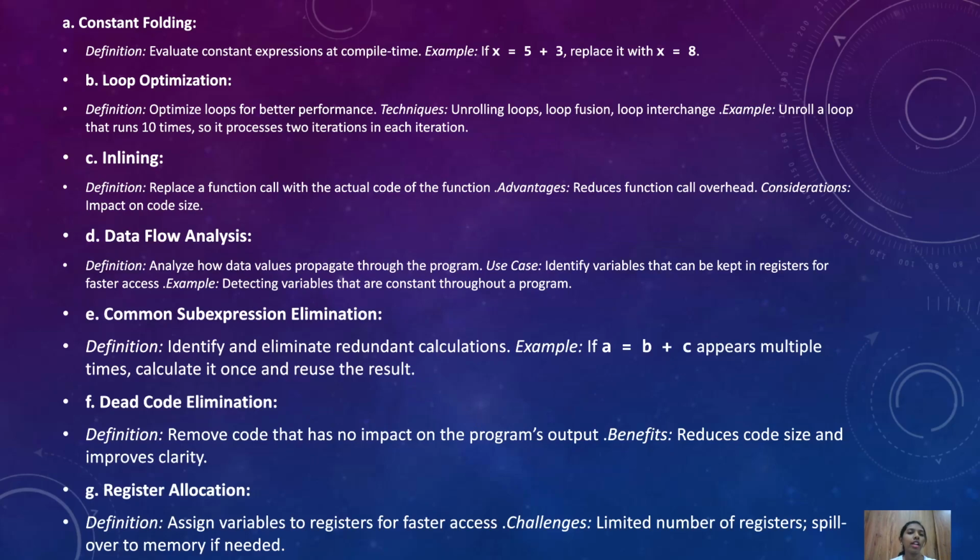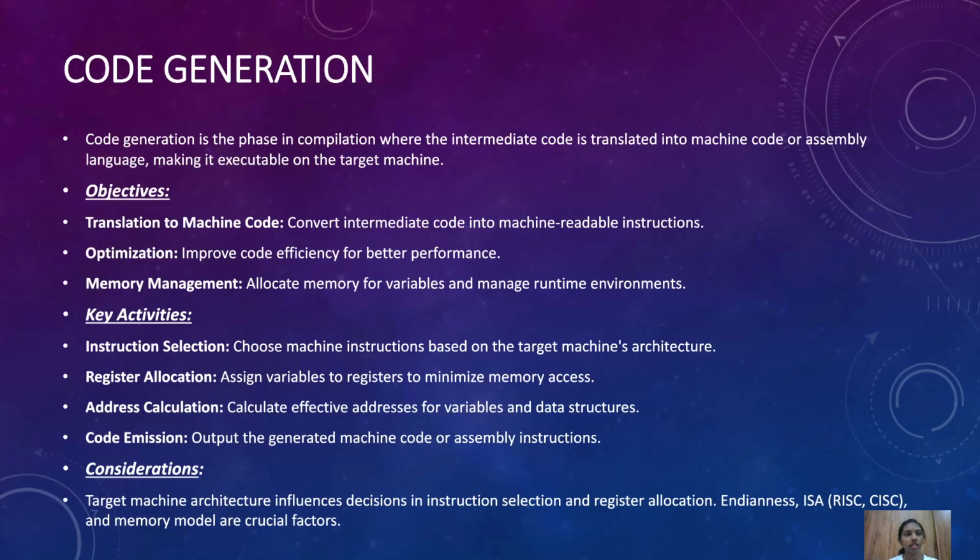Constant folding evaluates constant expressions at compile time. Loop optimization optimizes loops for better performance. Inlining replaces a function call with the actual code of the function. Data flow analysis analyzes how data values propagate through the program. Common sub-expression elimination identifies and eliminates redundant calculations. Dead code elimination removes code that has no impact on the program's output. Register allocation assigns variables to registers for faster access.